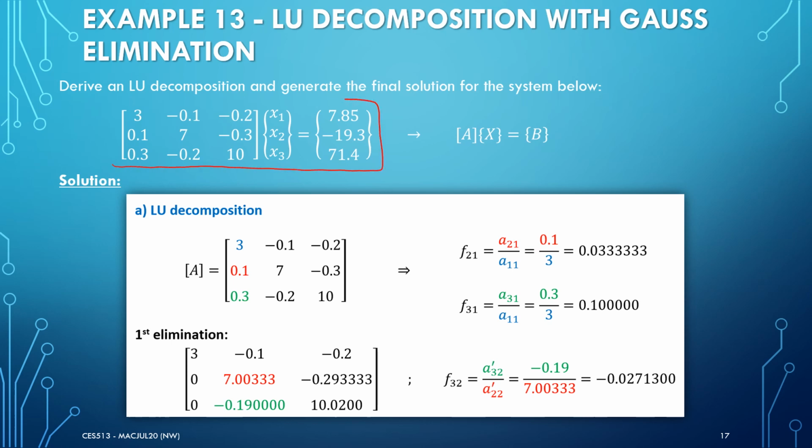So we have a system that has already been converted into matrix form, which is AX equal to B. For the solution, first we need to conduct the LU decomposition process. We determine the value of F21, which is equal to A21 divided by A11, and then we determine the value of F31, which is equal to A31 divided by A11. And then we can do the elimination process of x1 from the second equation and the third equation, and after that we can determine the value of F32 by dividing A'32 by A'22.